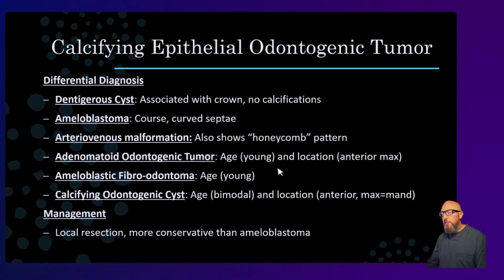Young, location is typically different. This one favors female, whereas CEOT favors males. Ameloblastic fibro-odontoma, that's the next one we're going to get to. Really a pediatric tumor. We'll show you that one coming up. And CEOT, remember the bimodal distribution for that one. Age, younger or older. Whereas this one tends to be a wide age range, but starting around middle age, maybe a little before.